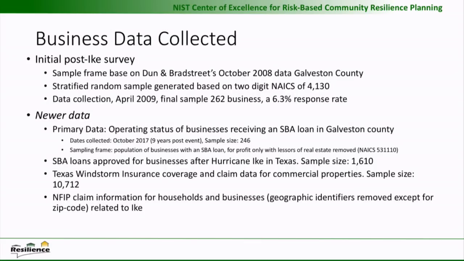For businesses, we initially collected damage data for a stratified random sample of over 4,000 businesses based on their industrial classification code, resulting in a small but robust sample of businesses. More recently, our team, Yu Zhao and Maria Watson, have collected primary data for the operating status of businesses that were operational when Hurricane Ike struck. We've also acquired data on SBA loans approved for businesses after Ike, Texas windstorm insurance coverage and claim data, as well as the NFIP claim data that we previously mentioned.